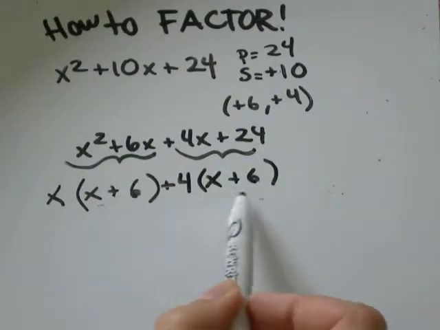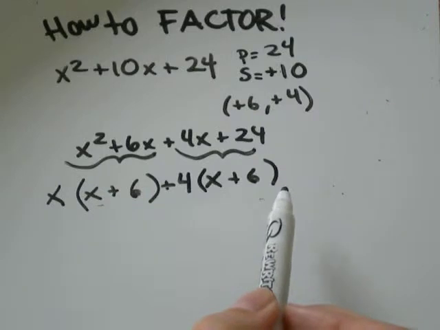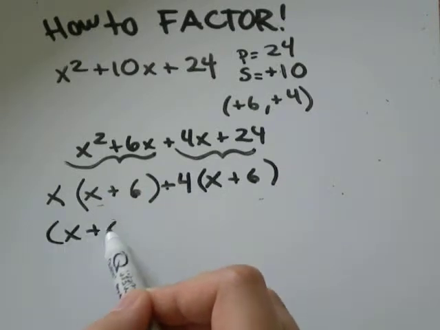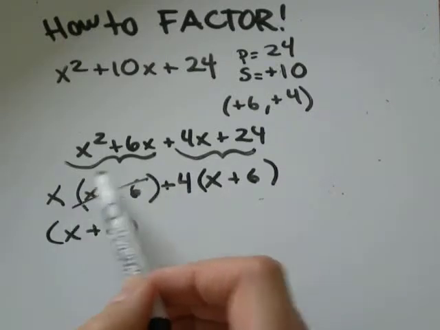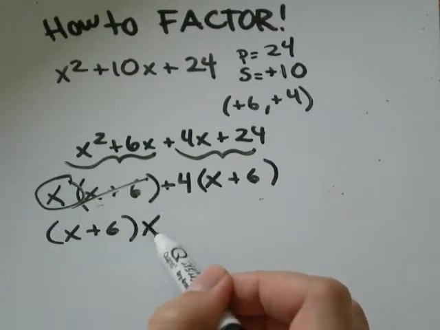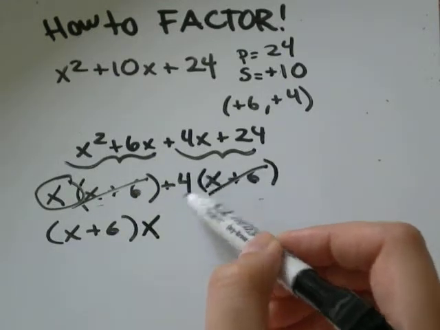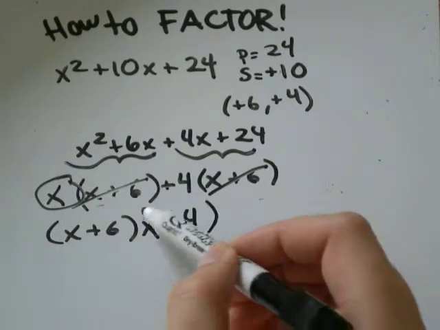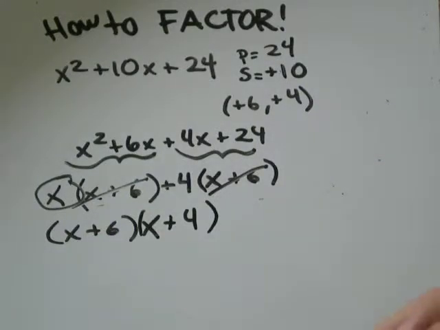What's in this set of brackets and this set of brackets is the same, so that's good. Let's factor it out. When we get rid of the x plus 6, we're left with x. We get rid of the x plus 6 here, we're left with plus 4, and you just drop in a set of brackets around there, and you're all done. So we might as well do one more.